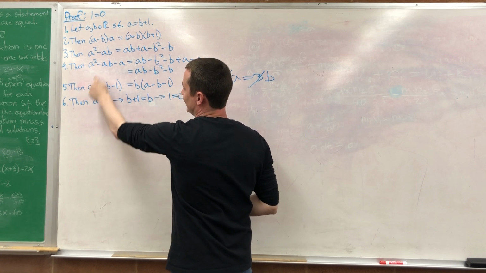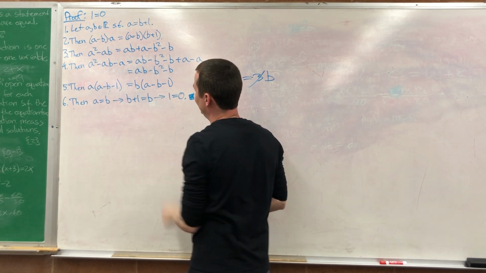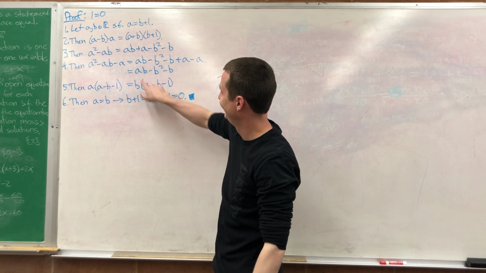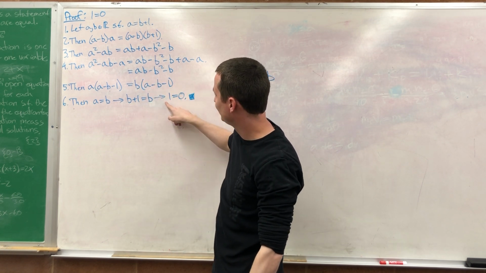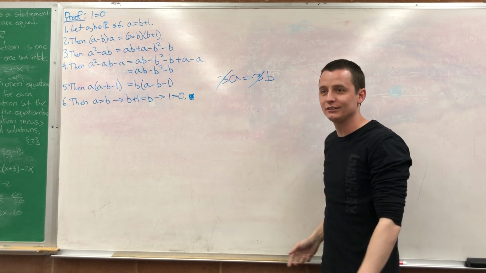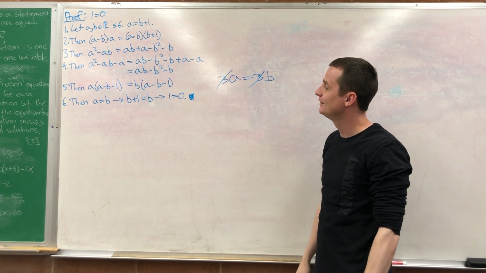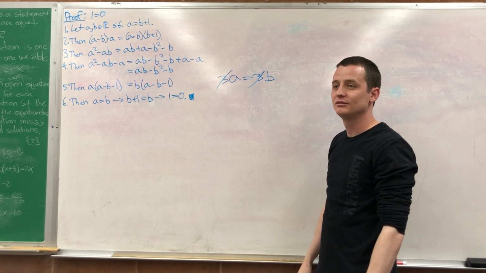A times negative b is negative ab. A times negative 1 is negative a. Well, I guess I meant it's going from line 5 to 6 that you made the error. From here to here, where we cancel out 3 on both sides, when you divide by something that could be 0, could it be 0?